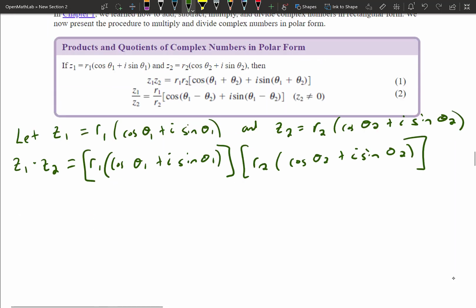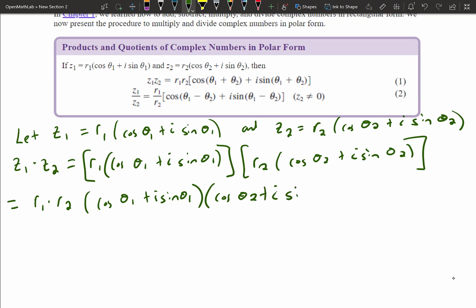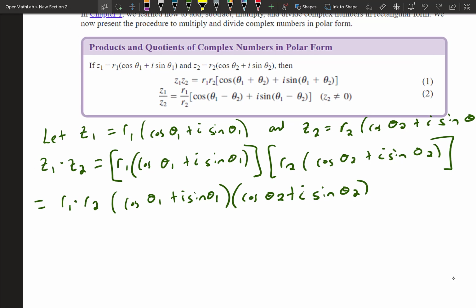Right? So this would just be equal to r1 times r2 times cosine of theta 1 plus i sine of theta 1 times cosine of theta 2 plus i sine of theta 2. Right, so we can just use properties of multiplication to rewrite that, using the associative and commutative properties of multiplication.